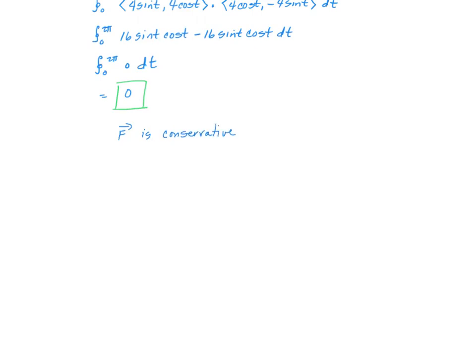But what this last theorem gives us is another way to determine if a vector field is conservative. So if the vector field is conservative, when you figure out this line integral, it's going to be equal to 0. Okay, so anytime your line integral is equal to 0, your vector field is conservative. And that's it for this section.